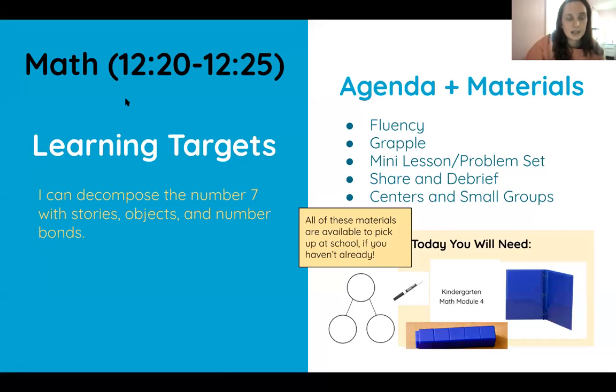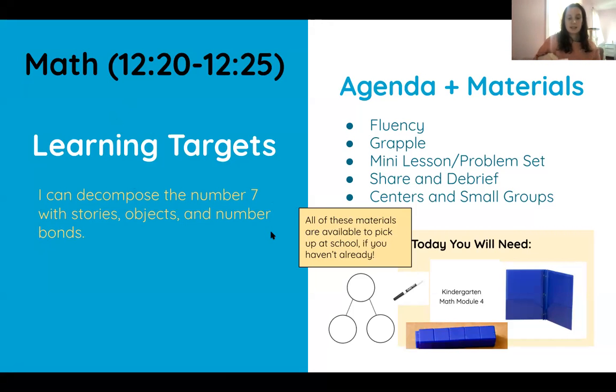All right, kindergarten. Now we are going to move on to our learning target, which says I can decompose the number 7 with stories, objects, and number bonds. This is almost the same learning target as yesterday. Yesterday we were decomposing 6. Today we're going to decompose or break down the number 7.